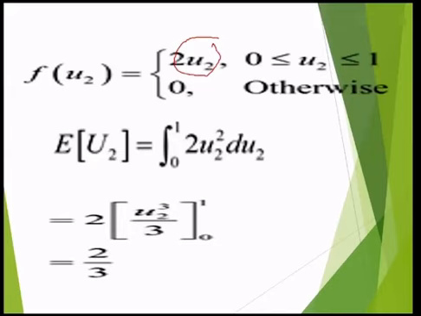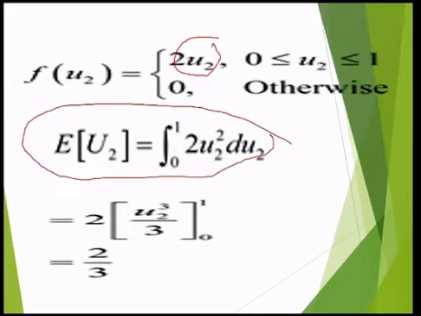And the moment I get a PDF, I can get the mean. But you know what? Make sure you check whether your PDF is correct. The total area under a curve has to be equal to 1. You know what I mean, right?